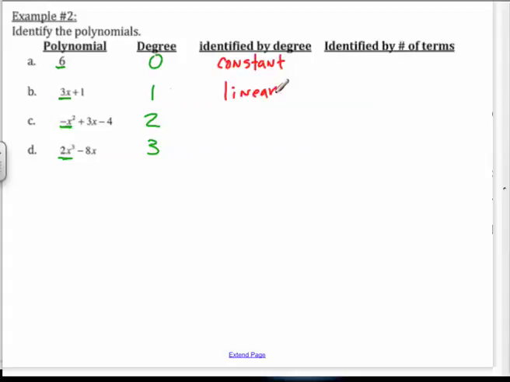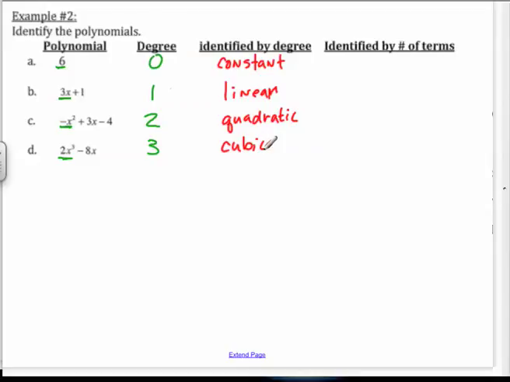Okay? That looks like linear. Okay? The next one we've been working with recently. It's raised to the second power. The degree is 2. And it's called a quadratic. Okay? And then the last one that we're going to talk about identifying by degree is raised to the third power. It's going to be called a cubic. Okay?